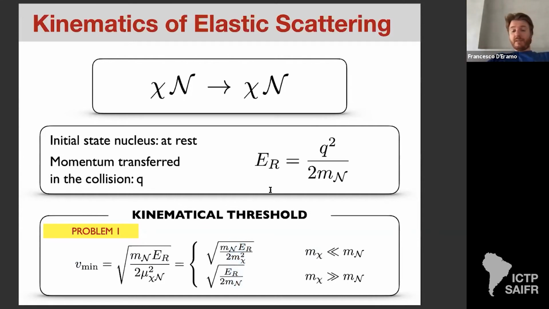And this is interesting because it tells you that at some point these experiments will stop being effective. If the dark matter mass is too low, the minimum velocity that is required is above the escape velocity of the dark matter in our galaxy. So there are no dark matter particles with that velocity, and there will be no way to see a signal in these events.